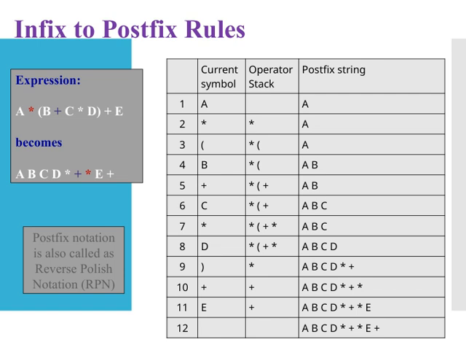Next, we see plus, which has lower precedence than asterisk. So we pop asterisk from the stack and add it to the postfix. We then push plus onto the stack. When we see E, we add it directly to the postfix. Finally, when we reach the end, we pop plus from the stack and add it to the postfix, resulting in the final postfix expression.